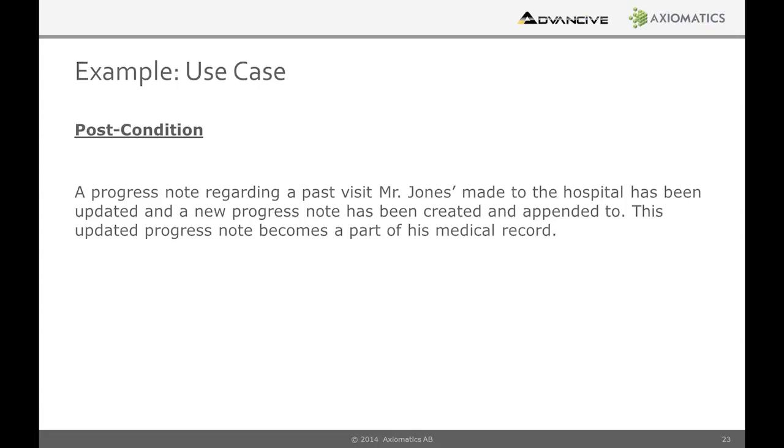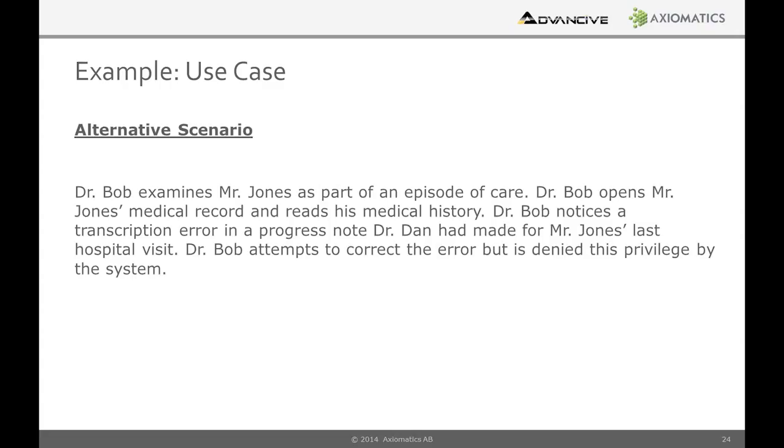As an alternative scenario, Dr. Bob examines Mr. Jones, and then he notices that Dr. Dan created a progress note, and there was an error in that progress note. Dr. Bob attempts to correct that error, but is denied this privilege by the system.